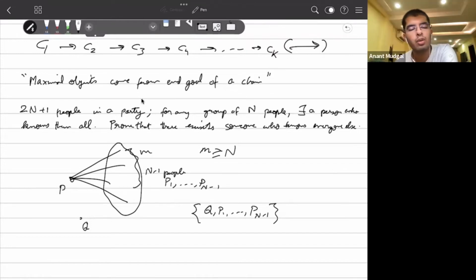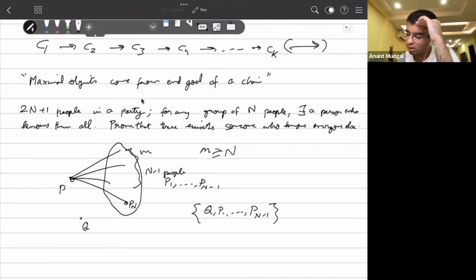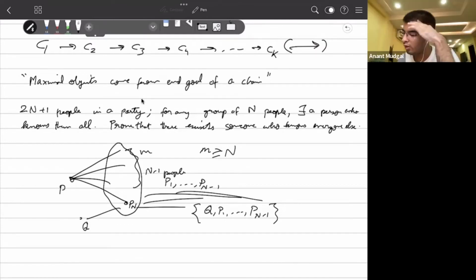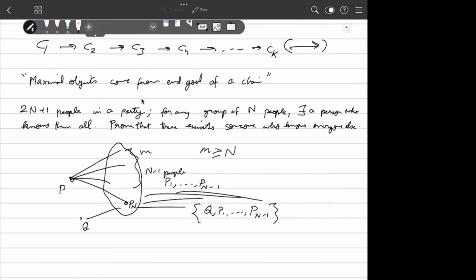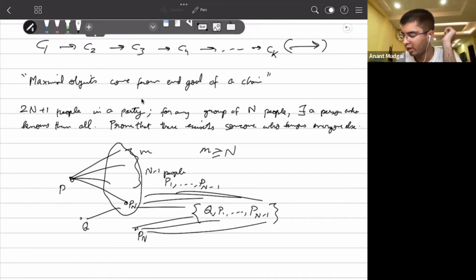Sorry, I don't understand. That could be what? Pn or someone else from that group of M people. The person who knows all N of these people. In which case, Pn knows P and it knows n-1 other people and it knows Q. So that will be a contradiction, if Pn is someone in this group. Yes. But Pn can also be outside this group as well, right? In which case, it only knows N people, so that's not a contradiction. I agree. If Pn were inside this group, then you would be done.